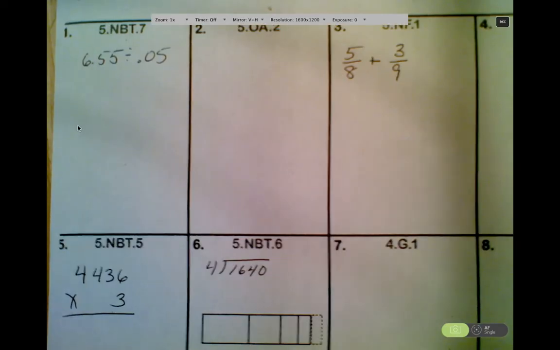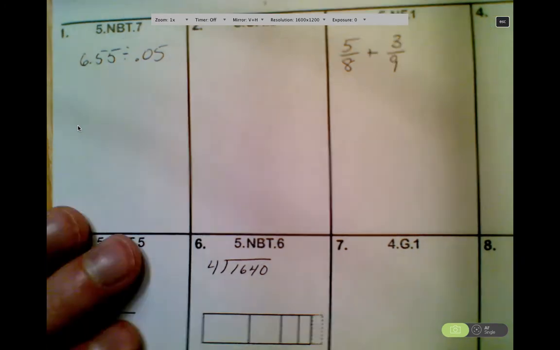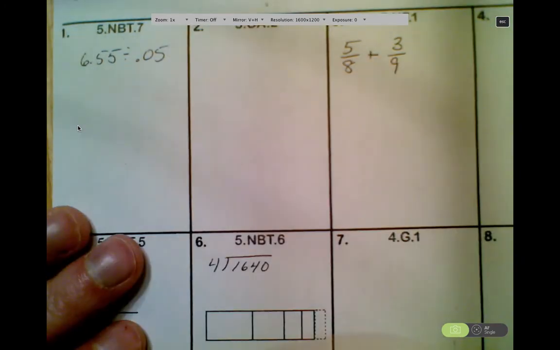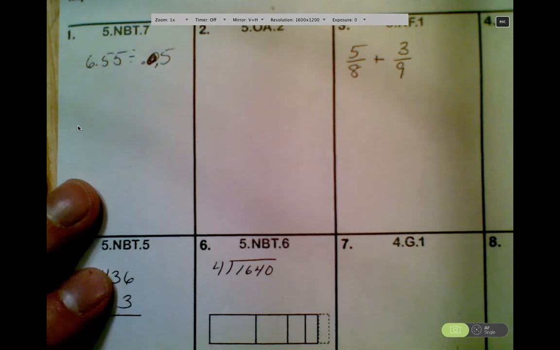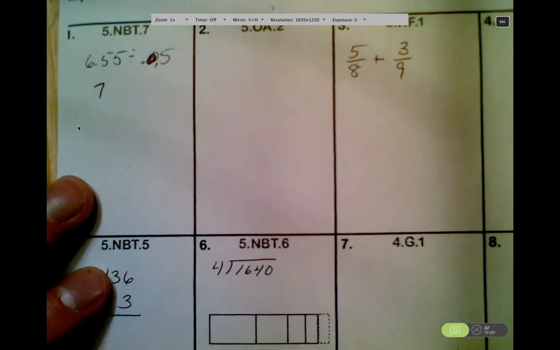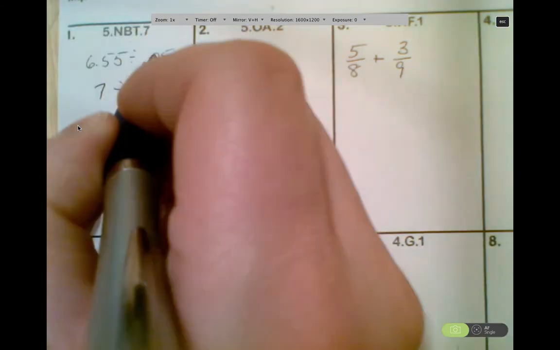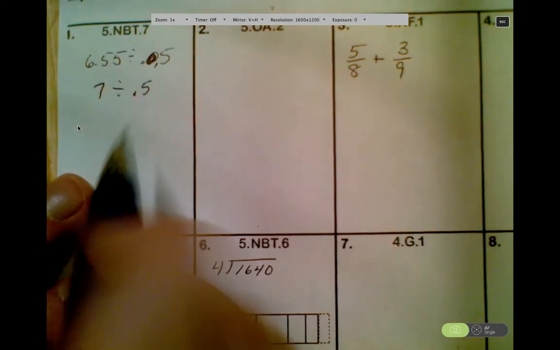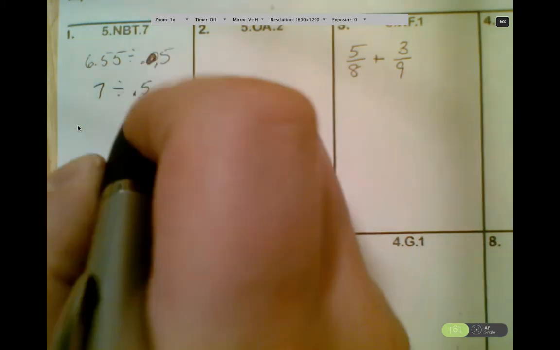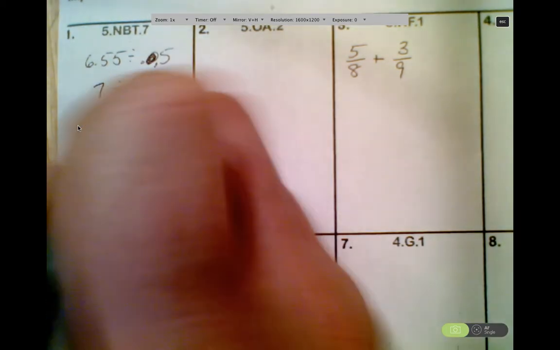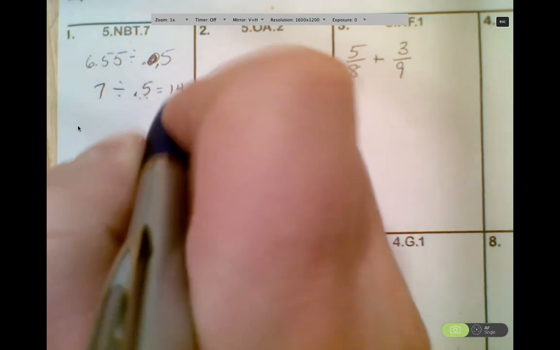Okay, lesson 53. Number 1 says estimate first, then find the exact quotient. We have 6.55 divided by 1 5/10ths. I'm sorry, that's 1 5/10ths. I would round 6 and 55 hundredths to 7 and divide that by 1 1/2. So really we're trying to see how many halves fit into 7. And if you're going to do that, 2 halves fit into 1 whole. So if you have 7, you should have around 14.